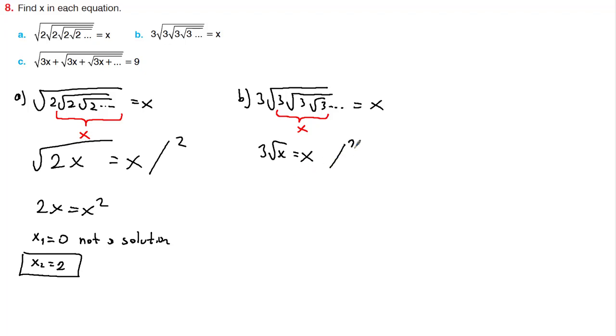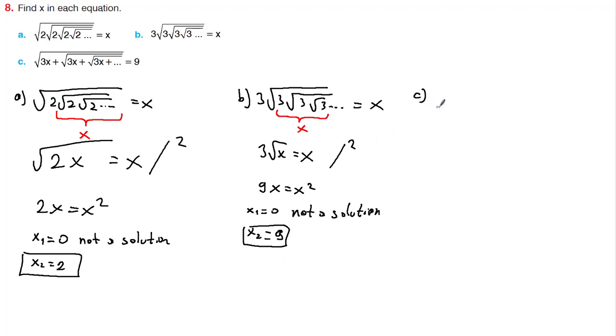Alright, now I think we can square both sides and we get 9x is equal to x squared. Using the same logic as previously, one of the numbers that will fulfill this condition would be 0, which clearly is not a solution. But the second one is x squared. The other one is x equals 9. So this is a valid solution.